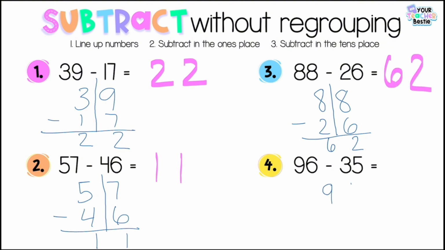All right, besties, we're on number 4, 96 minus 35. So step 1 is to line up our numbers. 96 minus 35, I'm just rewriting it vertically. And then we're going to do step number 2, which is subtracting the ones place. What's 6 minus 5? 1, great job. And step number 3, what's 9 tenths minus 3 tenths? It is 6 tenths. Great job, besties. So our difference is 61.